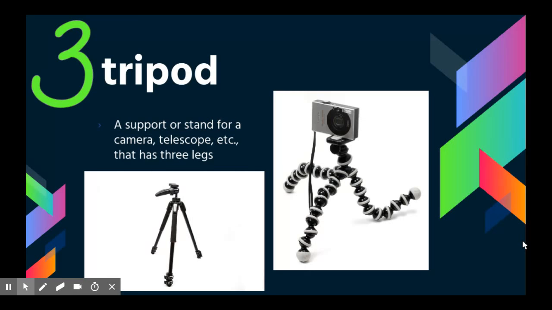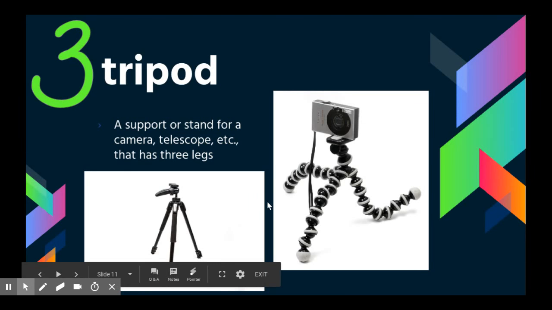Next is a tripod. This is a support or a stand for a camera, telescope, etc. that has 3 legs. So if you look here, 1, 2, 3, 1, 2, and 3. So on your homework, either draw a tripod or write what you might use a tripod for.